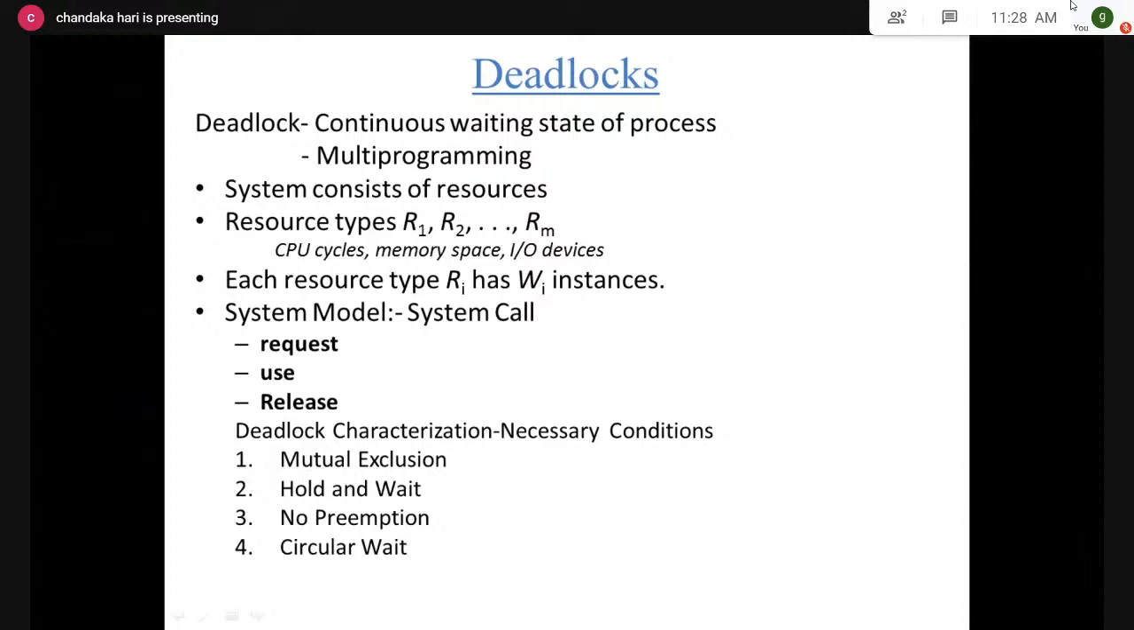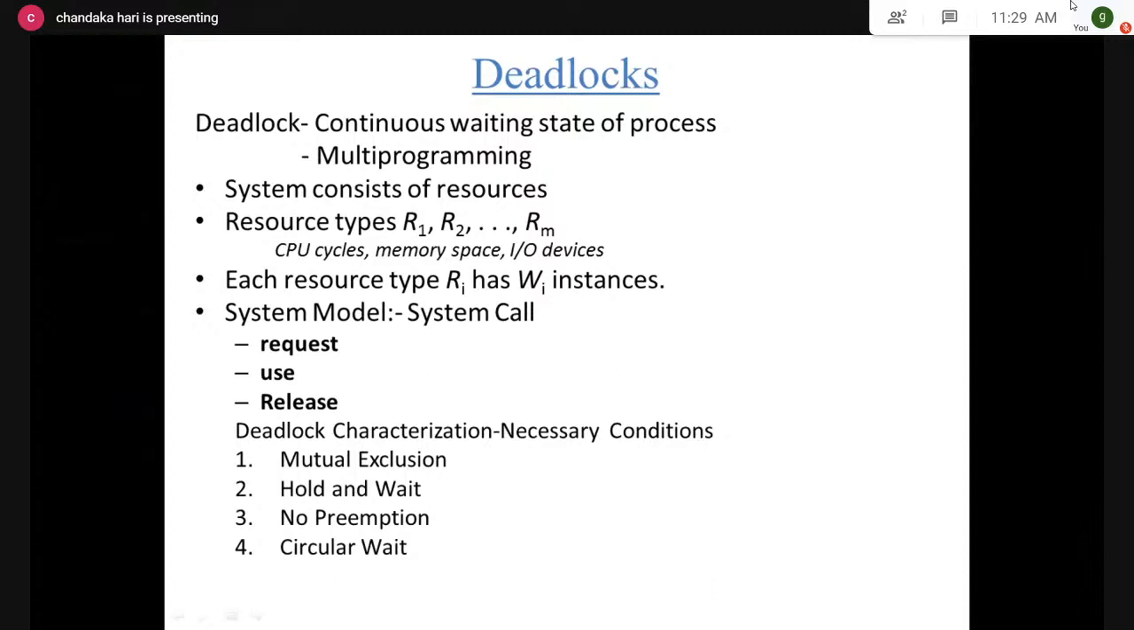Now, let us assume that the system consists of a set of resources. The resources are named R1, R2, and so on up to Rn. The resources may be CPU cycles, memory cycles, I/O devices, CPU registers, etc. As I have already told you in the process definition, a process is a program in execution. In order to execute such a process, it requires resources like CPU cycles, memory cycles, I/O devices, CPU registers, etc.